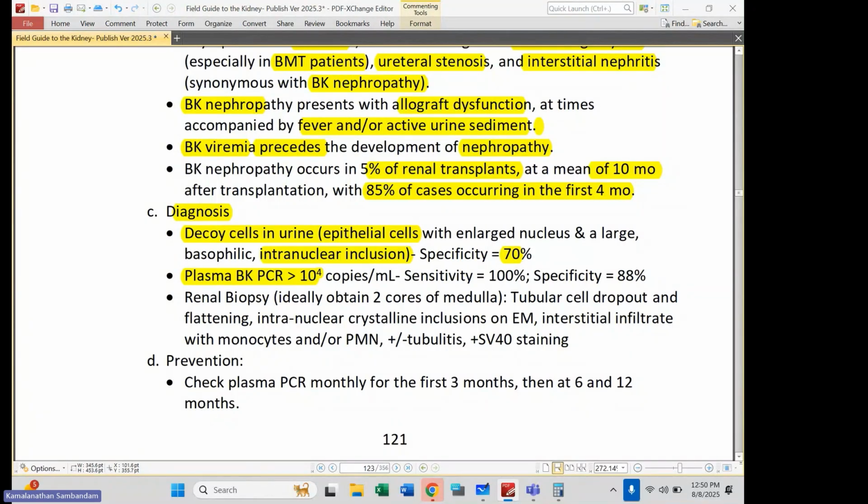Most of the time, again, BK PCR is a highly sensitive test, right? Captures 100% of BK nephropathy. Specificity is less because it anticipates BK nephropathy, right? You can have viremia without nephropathy, right? Renal biopsy is going to be done to make the diagnosis.